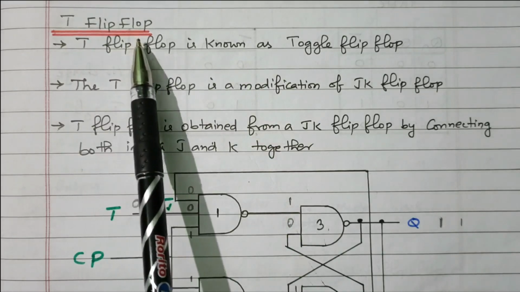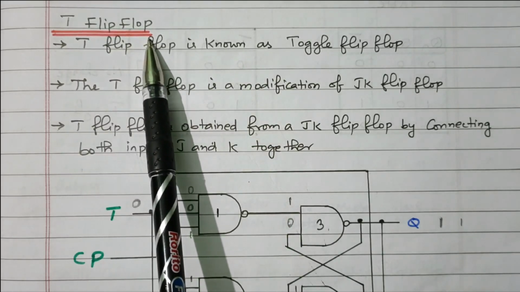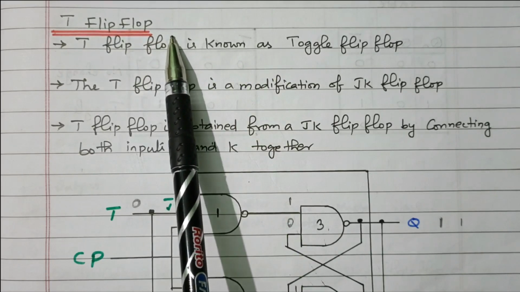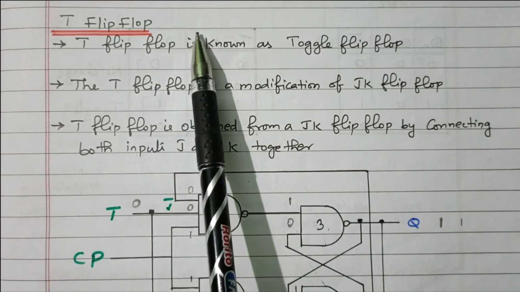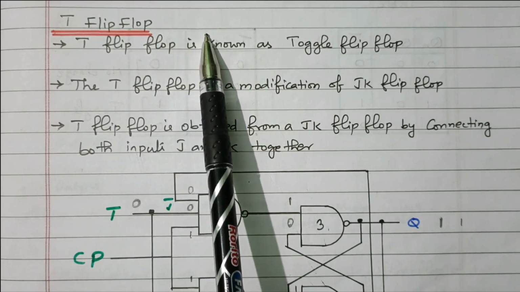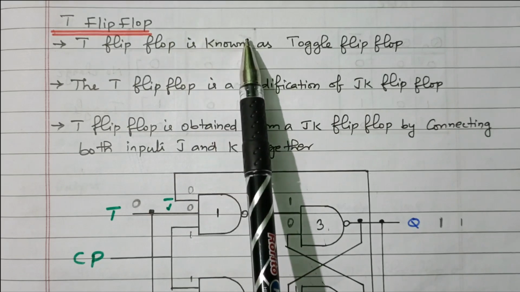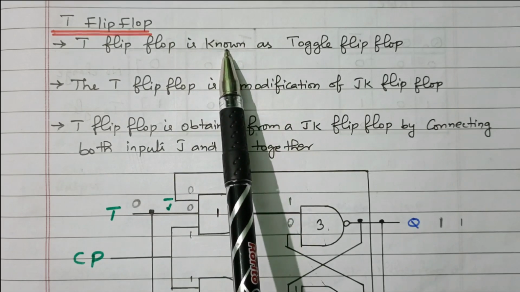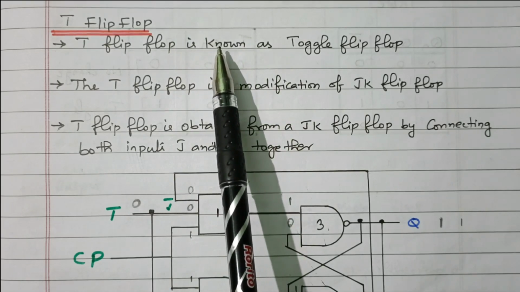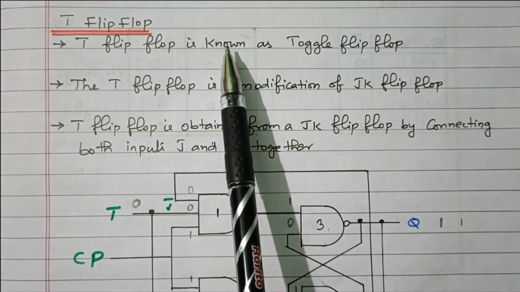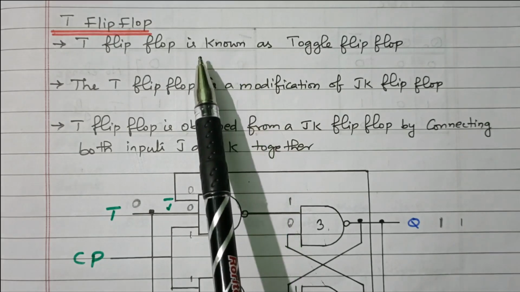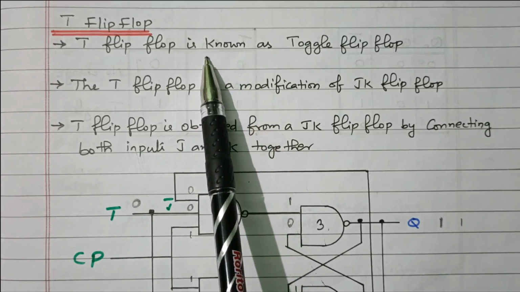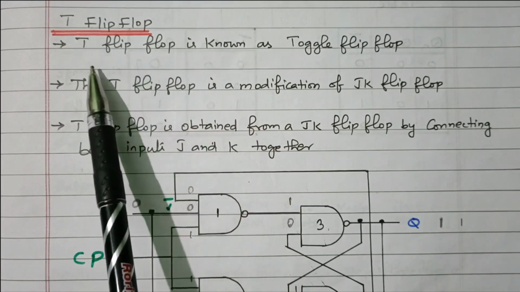T flip-flop. We know that flip-flop is a storage element. It will store 1 bit of data. For the output we have 2 states available, present state and next state. So the next state output depends upon the present state as well as the input. So the output depends upon the earlier available output as well as the input. So this is about the basics of flip-flop. Now we'll go to the T flip-flop.